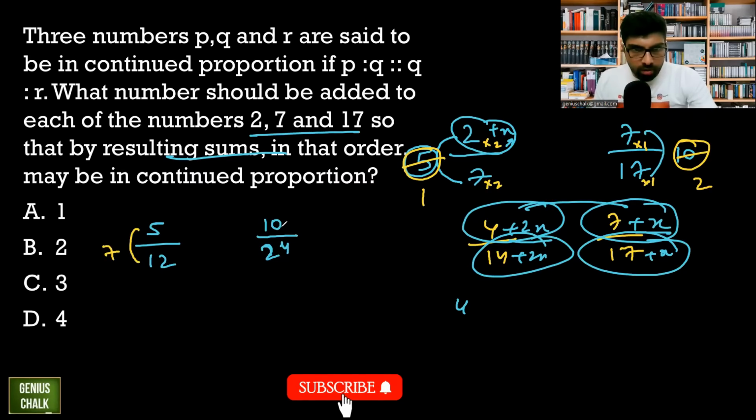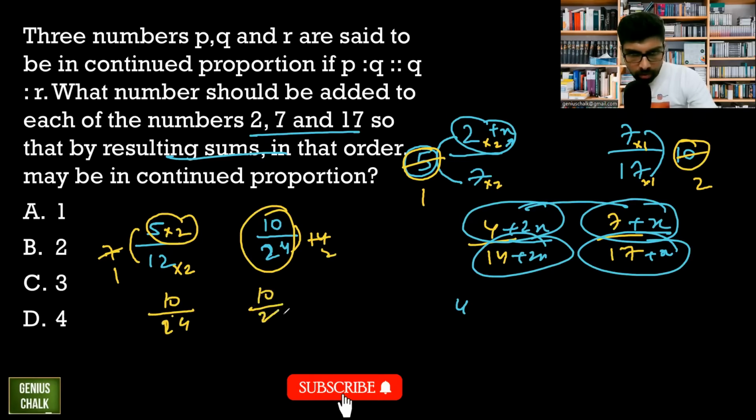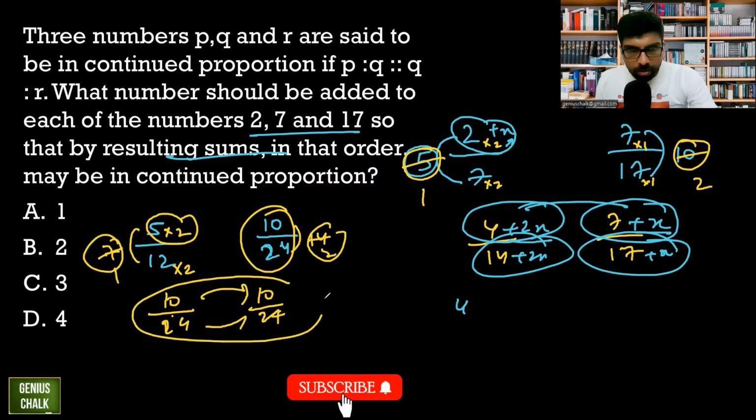What is the difference? 7. What is the difference? 14. So this is a 1:2 ratio. If I multiply this by 2, you can see 5 into 2 is 10 and 12 into 2 is 24. And this is already 10 by 24. So by multiplying it, both the ratios become equal actually. So this is what we are doing here.